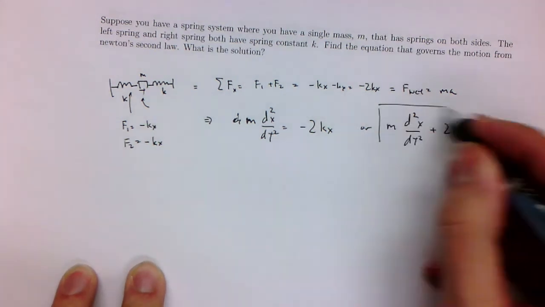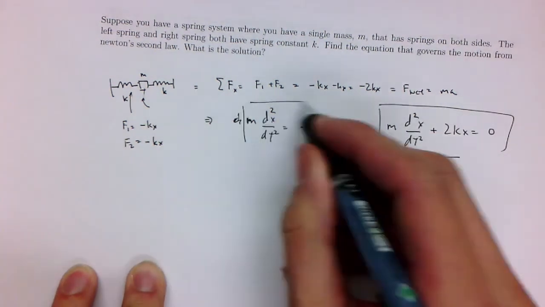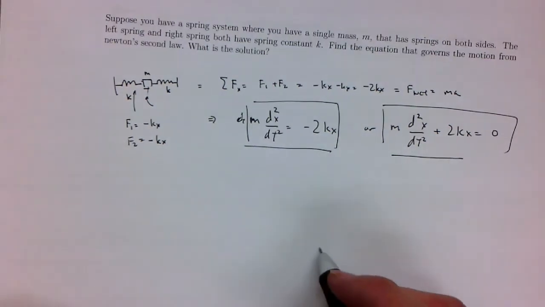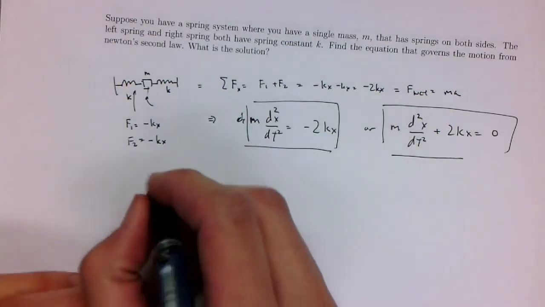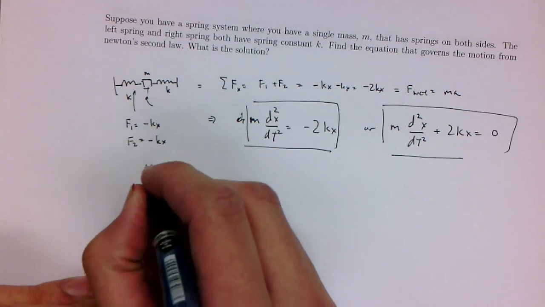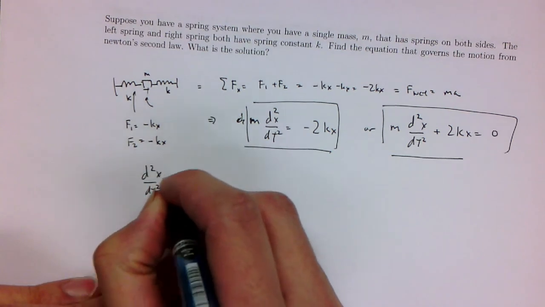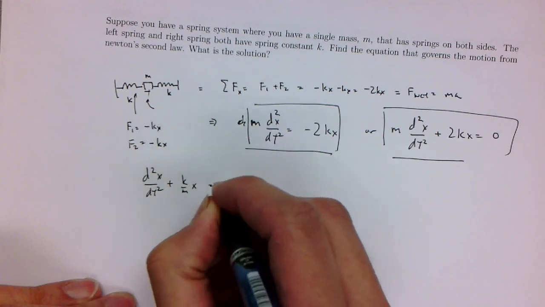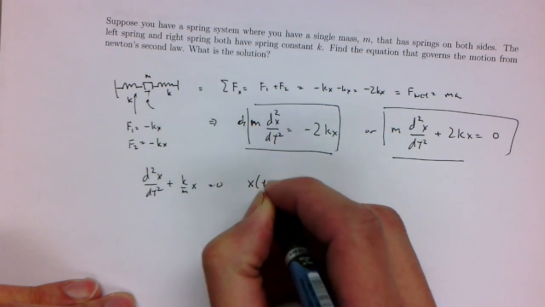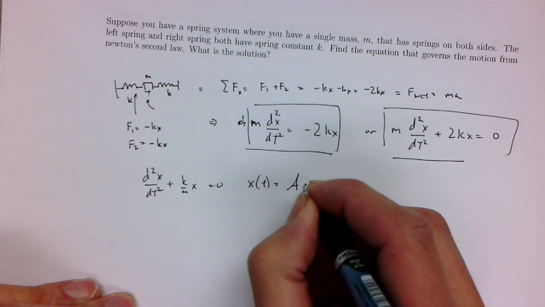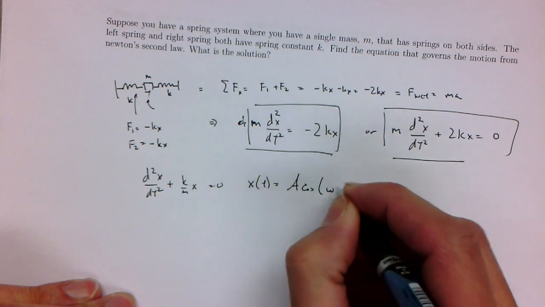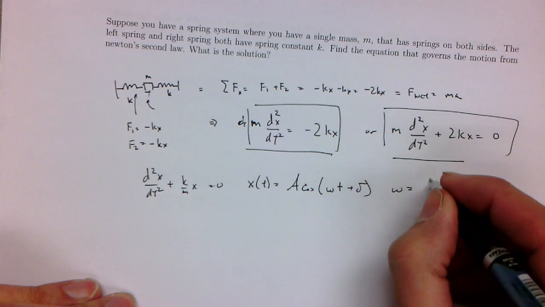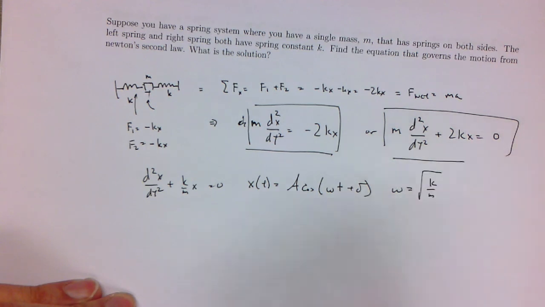So this is the equation that governs the motion. Now, how do we solve these equations? Well, we already know, from a simple harmonic oscillator, the solution to this equation, d squared x dt squared plus k over m x equals 0. The solution is x of t equals A cosine of omega t plus delta, where omega is equal to the square root of k over m.